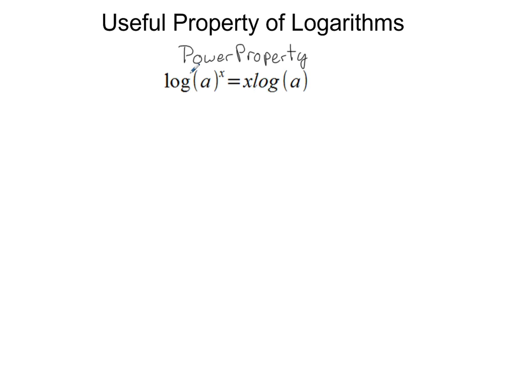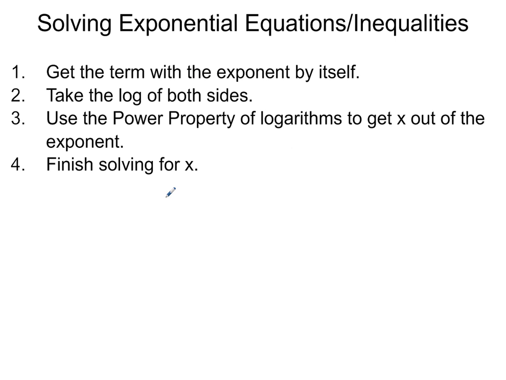The power property just says that if you have the log of some number that's raised to an exponent, you can take that exponent and put it out front and multiply by it. So if we have the log of 2 to the x power, we can take that x out front, and there we go. This property is helpful if you're solving equations, and I'm going to show you an example in just a minute. Actually, right now, after we go over the steps.